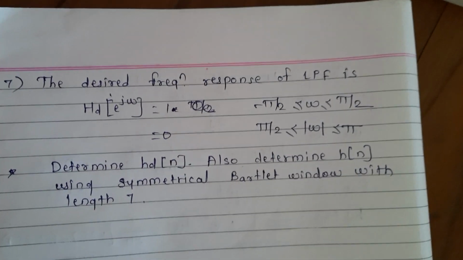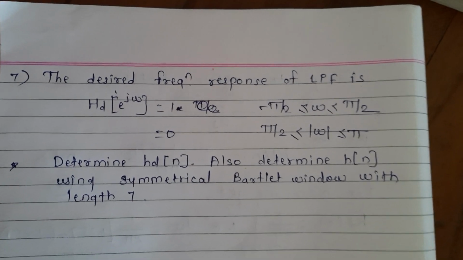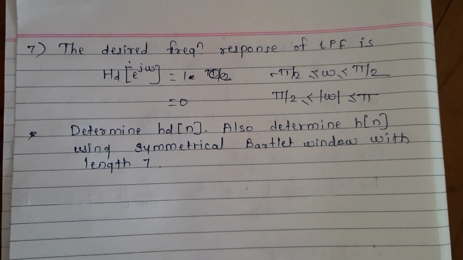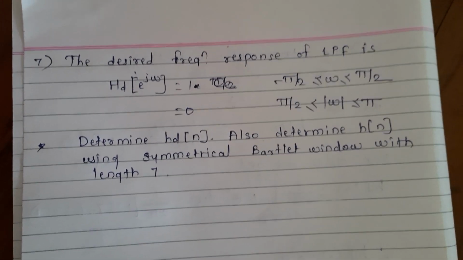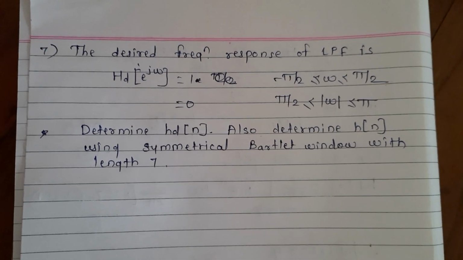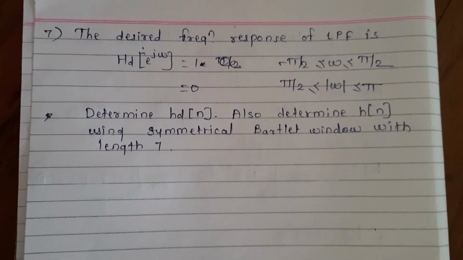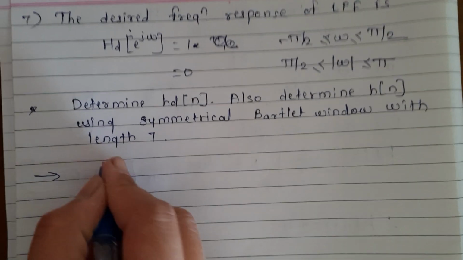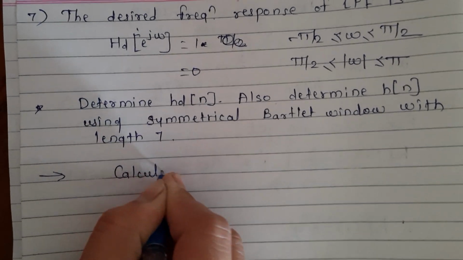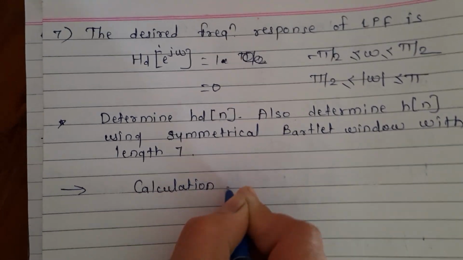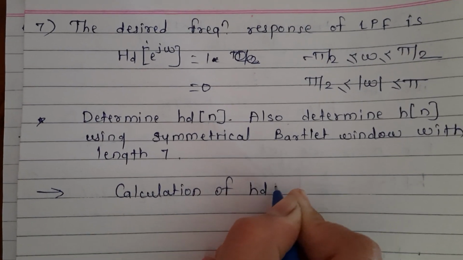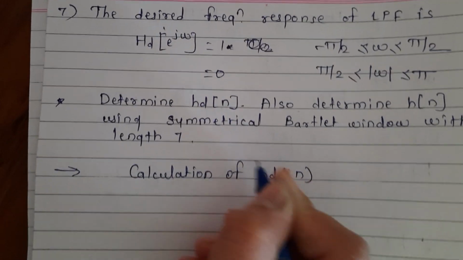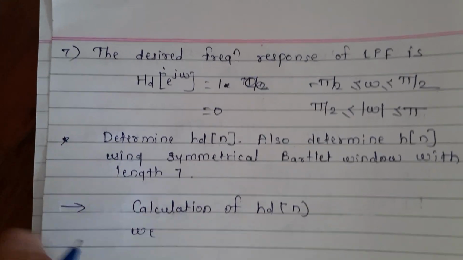The desired frequency response of low pass filter is Hd of e raised to j omega is 1 and it is 0 for these different values of omega. Determine hd of n, also determine h of n. So first is calculation of hd of n. We have equation for this. The problem was asked in exam for 8 marks.